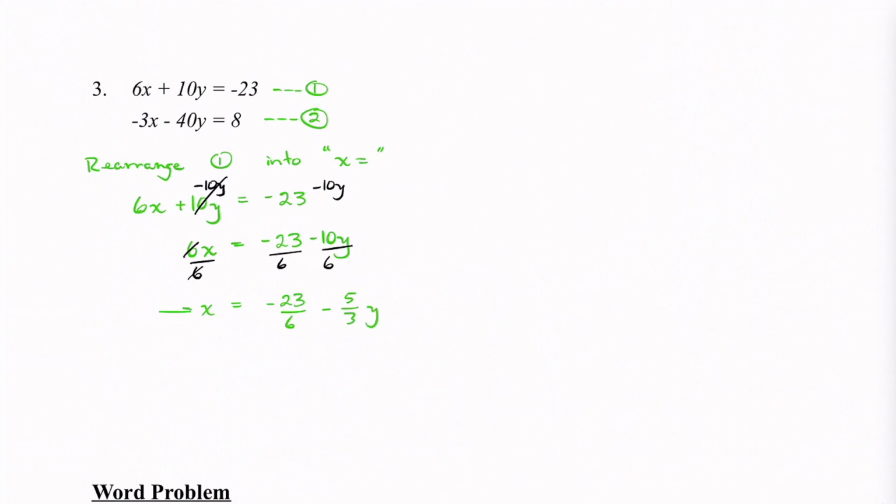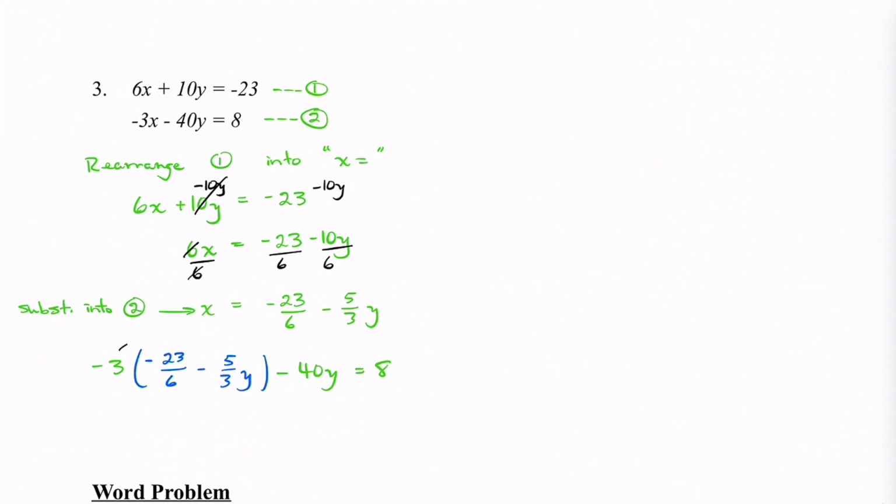So what I'm going to do with this now is I'm going to take that and substitute it into the other equation. So I'm going to substitute it into equation number 2. Equation number 2 is minus 3 times x, and x is this right here. So it's going to be minus 3 times the bracket of minus 23 over 6 minus 5 over 3y. Then we can just rewrite the rest of what we had: minus 40y equals 8.